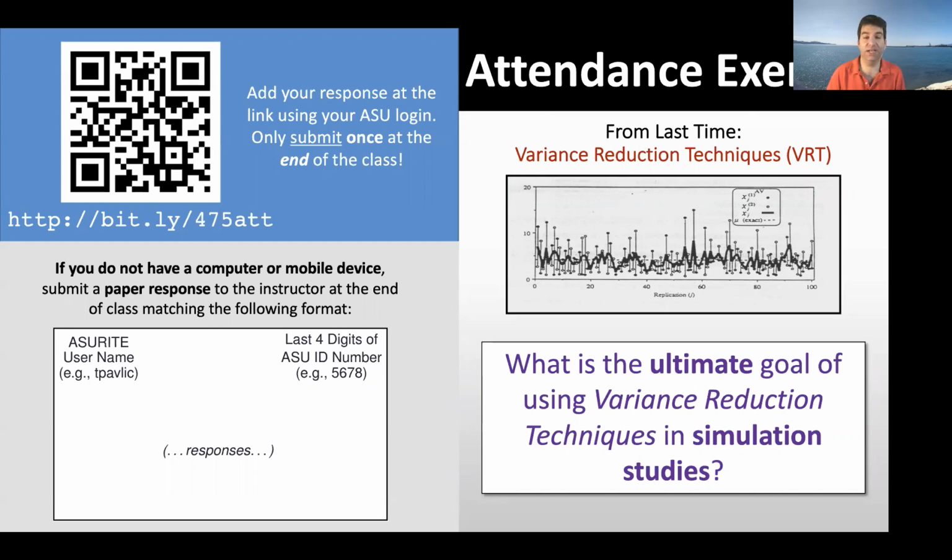Does anybody have a response to that? What is the point? Why are we doing variance reduction techniques in simulations? Why not just leave the variance as it is? Anybody brave enough to give me a guess? It's not a hard question, or it's not a hard answer. It's not a technical answer. It's sort of an economical answer. Anybody? I can wait.